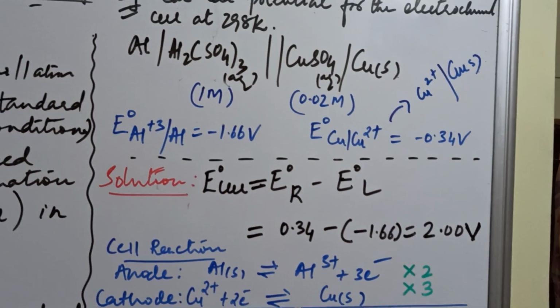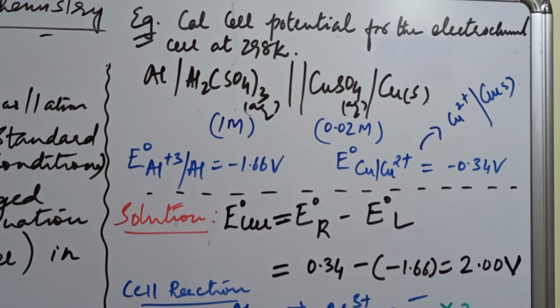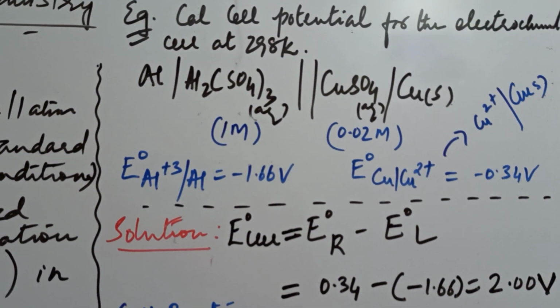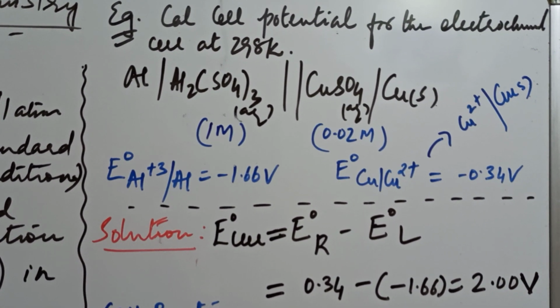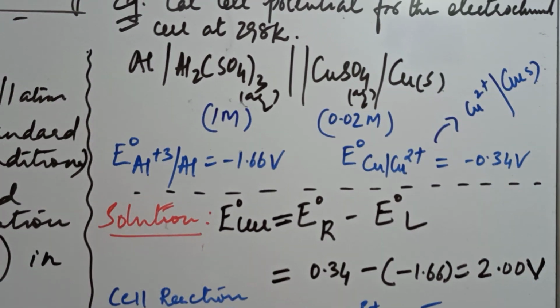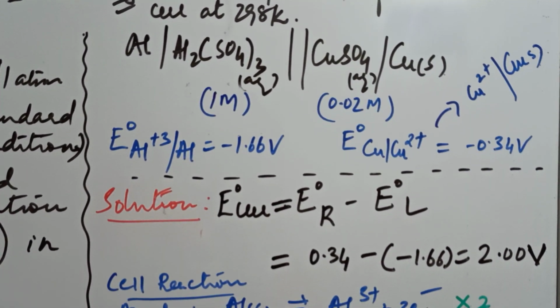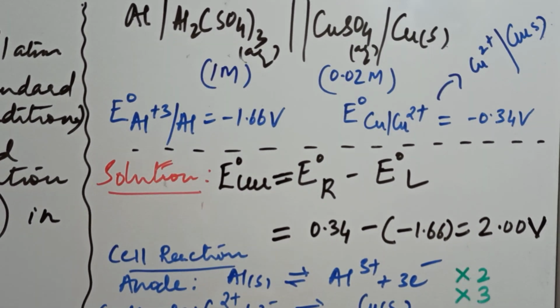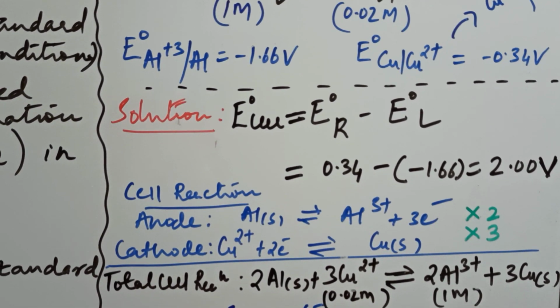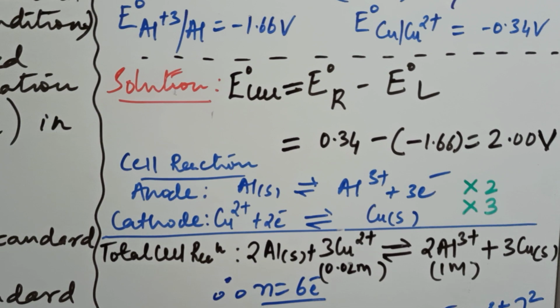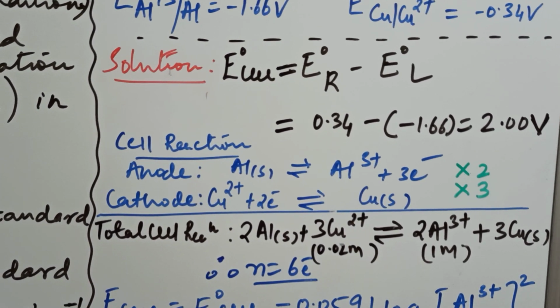Now we go to the numerical part. Calculate the cell potential for the electrochemical cell at 298 K. Al/Al2(SO4)3 // CuSO4/Cu solid. Concentration of aluminum sulfate 1 molar, that of copper sulfate 0.02 molar. Standard cell potentials are given, but of copper it is oxidation potential.